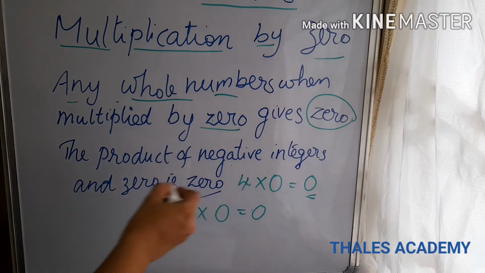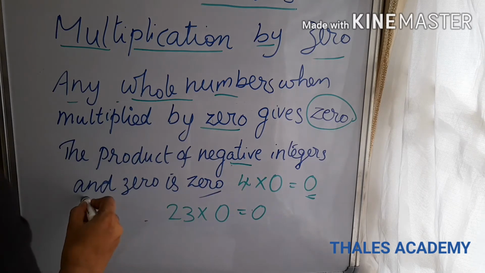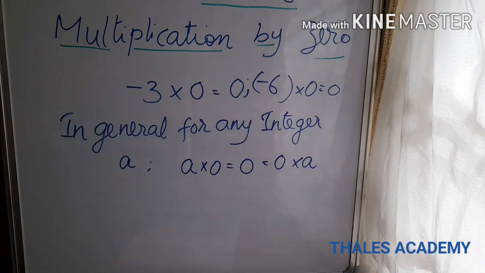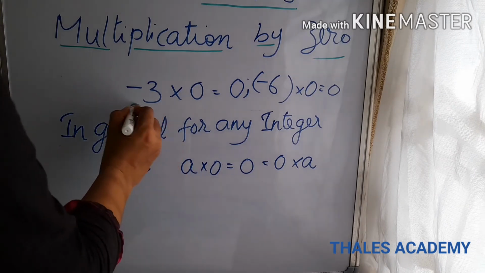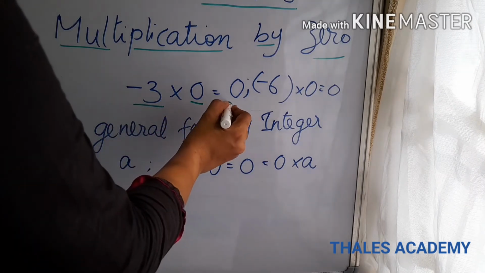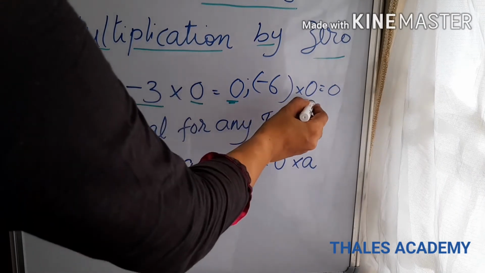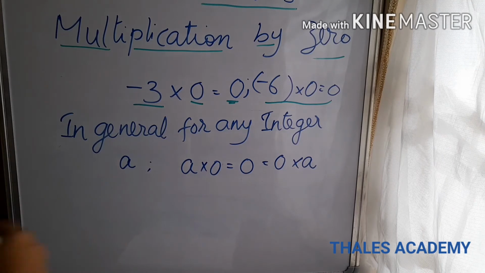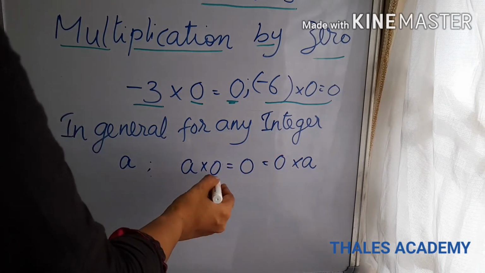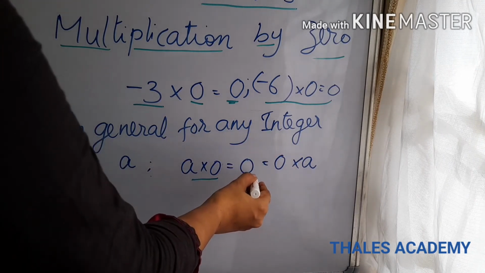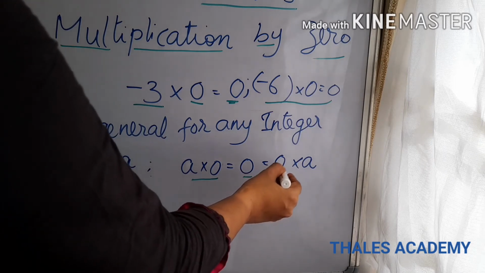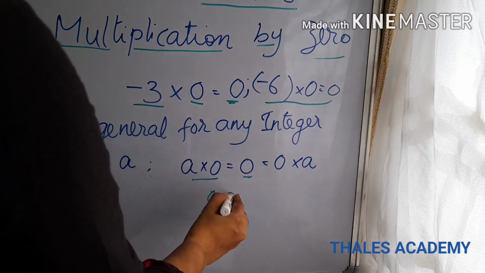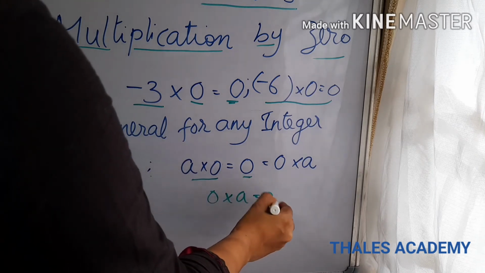Like that, the product of negative integers and 0 is 0. Thus, if we multiply the negative integer minus 3 with 0, we get 0. Minus 6 with 0, we get 0. In general, we can say for any integer a, a into 0 equal to 0. 0 into a is also 0.